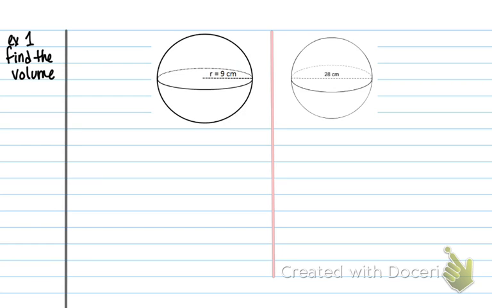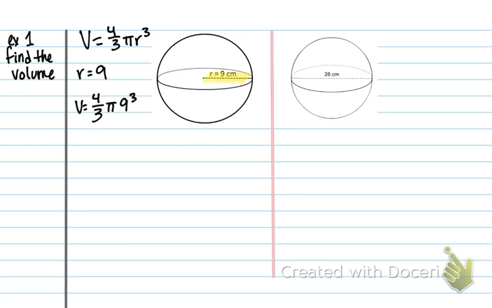So example 1 and 2 are here. And I'm going to go ahead and write down our formula. We got V is equal to 4 over 3 pi r cubed. And all I really need is the radius. And so here we can see that the radius is going to be 9. Right? So in the calculator, for my volume, I'm going to put 4 over 3 pi times 9 cubed.